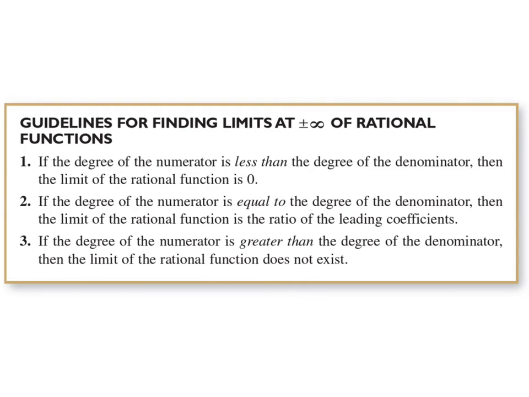So if n is less than m, so the degree of the numerator is less than the denominator, then that means that the limit is going to be 0. If they are equal, numerator is equal to the denominator, then it's going to be y equals a over b. And if the degree of the numerator is greater than the degree of the denominator, then that limit does not exist, just like in our last example.